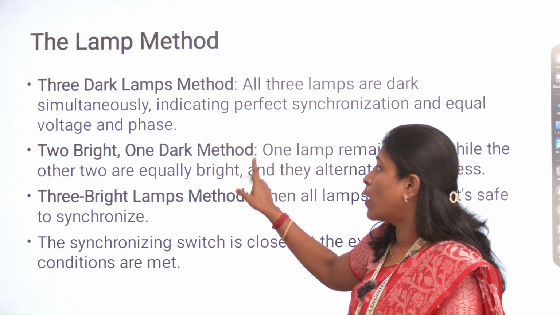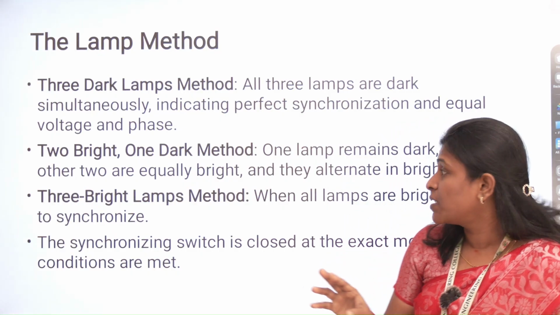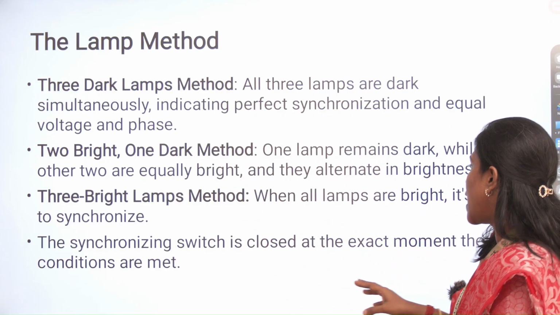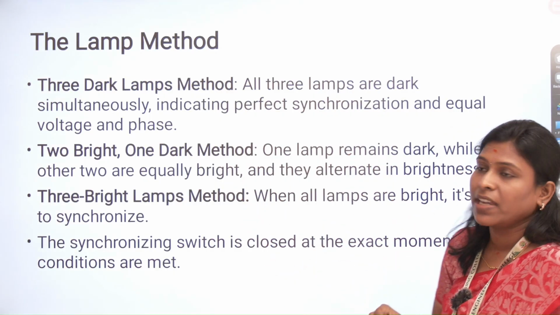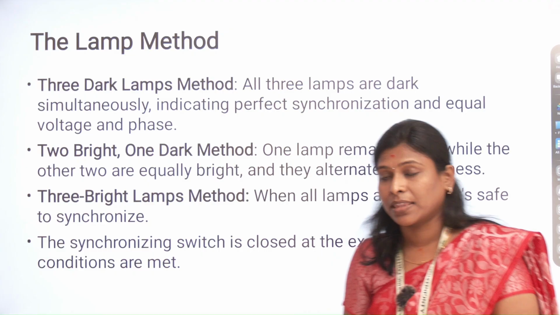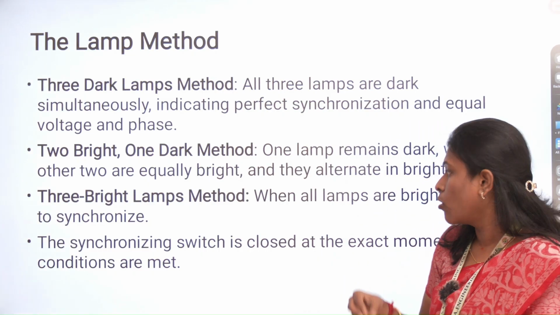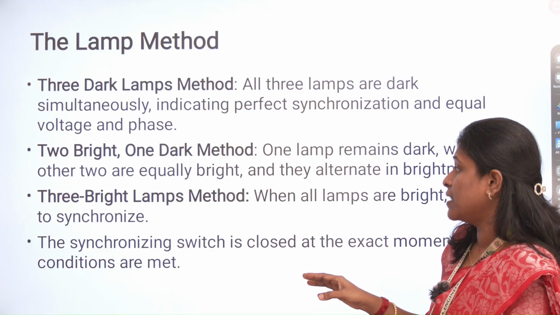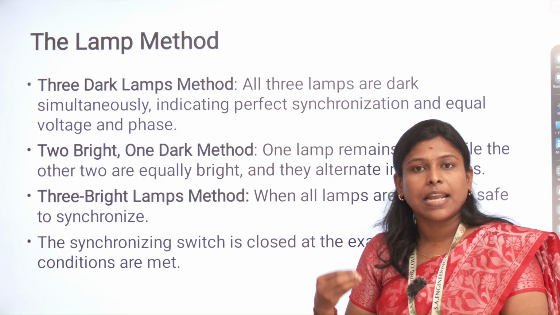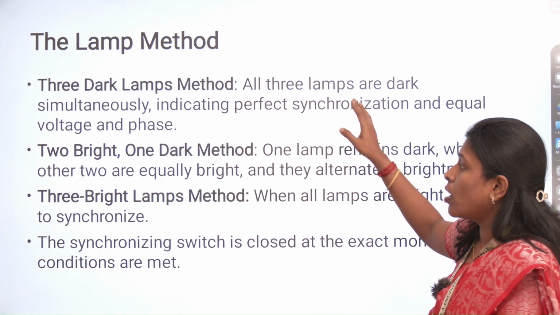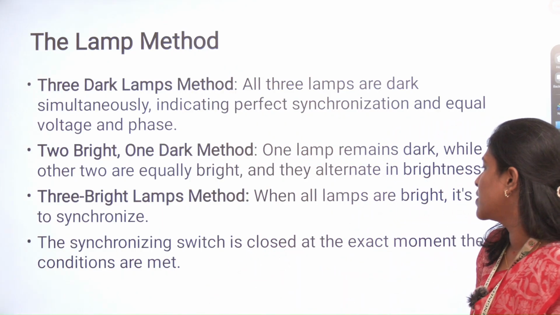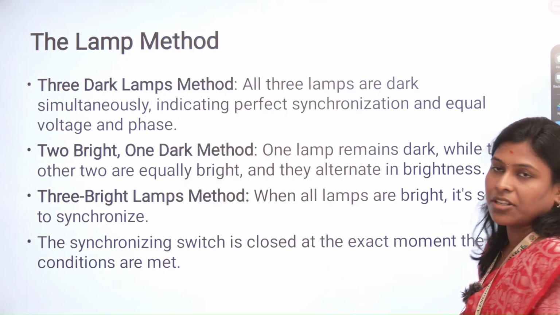Next is the 2 bright and 1 dark method. In this type, 2 lamps will glow bright simultaneously and 1 lamp will go dark when there is perfect synchronization between voltage and phase. Next is the 3 bright lamp method. In the 3 bright lamp method, all 3 lamps will glow bright simultaneously, indicating perfect synchronization between the voltage and phase of the alternator and the bus bar voltage. When all these three conditions are satisfied, the synchronizing switch is closed at the exact moment the conditions are met.